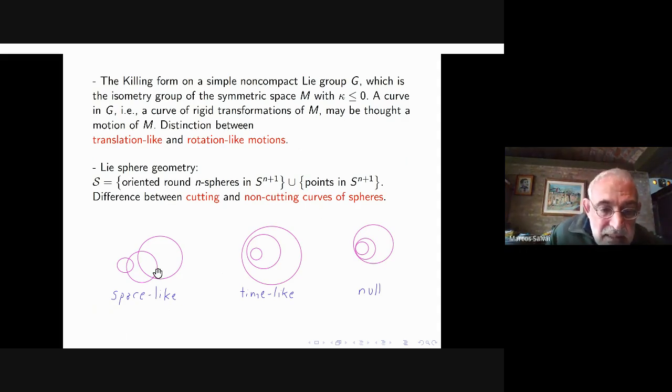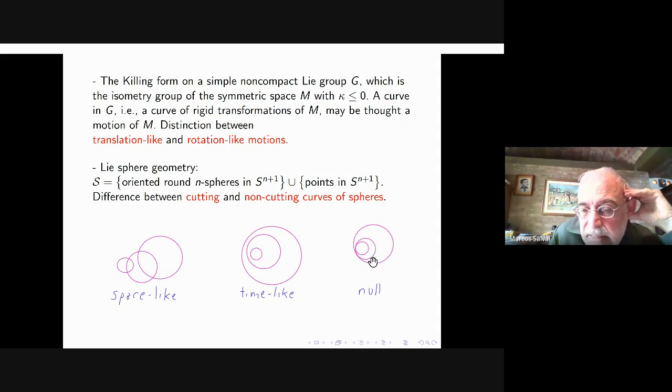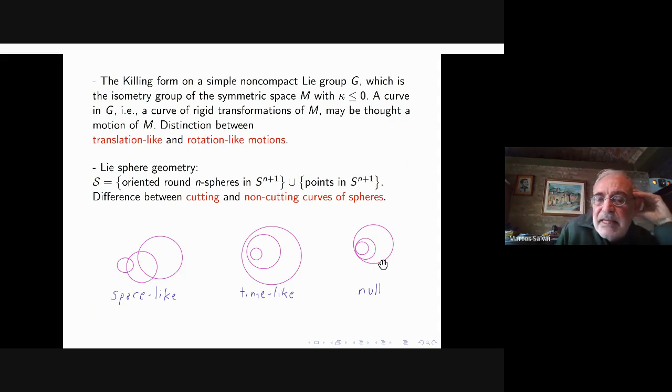Here, for instance, I have this circle moving to this. The time goes by and it is now this. This is a space-like curve of circles in Lie sphere geometry. This is time-like because they are not cutting, and this is null. You see the tangent is there. This would be the null type. And there are more examples.